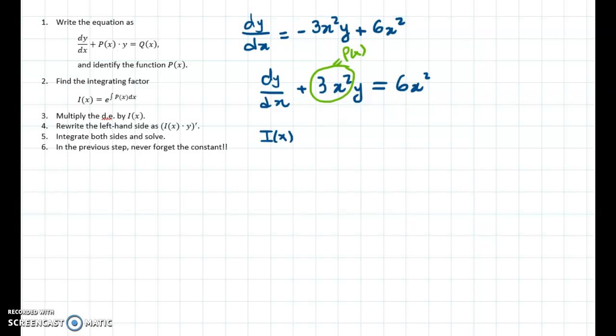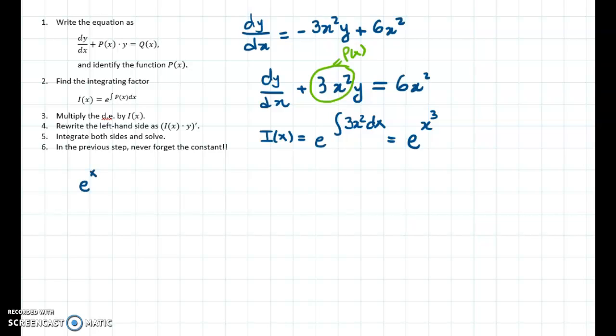We need to find now what is the integrating factor. So I of x is going to be the exponential function of an antiderivative of the function p of x, so e to the power of the antiderivative of 3x squared dx. Well, the function x cubed has derivative 3x squared, so e to the x cubed is going to be our integrating factor.